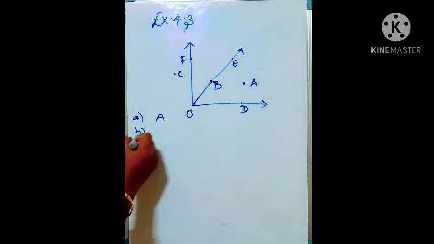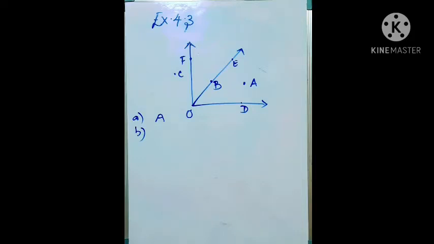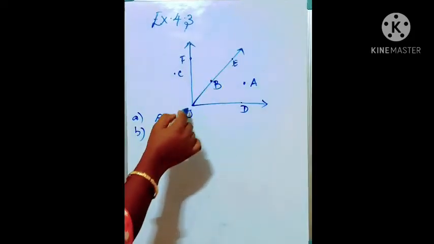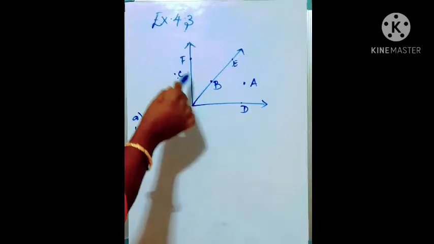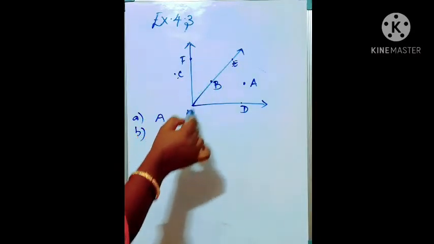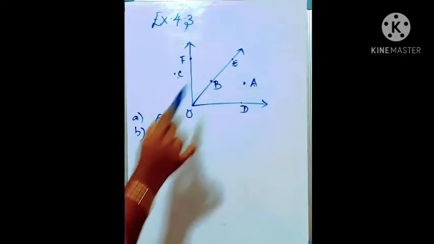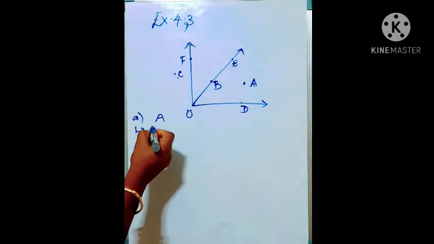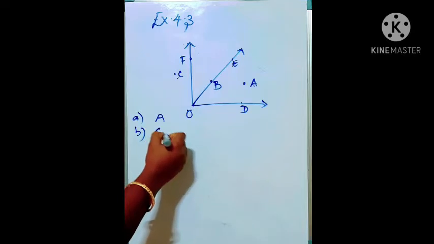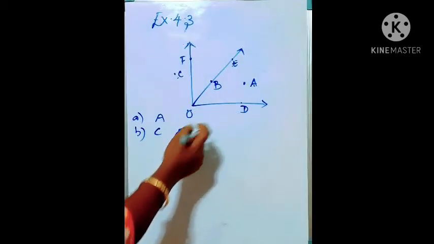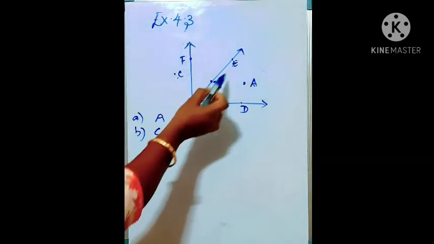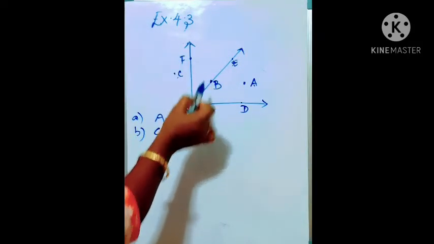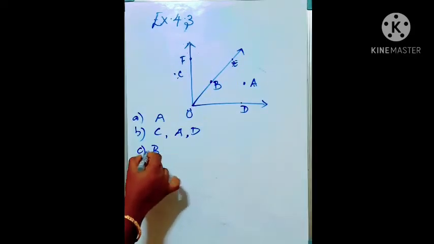Next. B sum. What is the question asked? In the exterior of angle EOF. EOF. What is the exterior angle given? Angle EOF. You can consider this also as an exterior angle. So what will be the exterior points? C, A and D are the exterior points. Okay. Now on EOF. Which is on EOF? The point B. Very good. Do we understand?